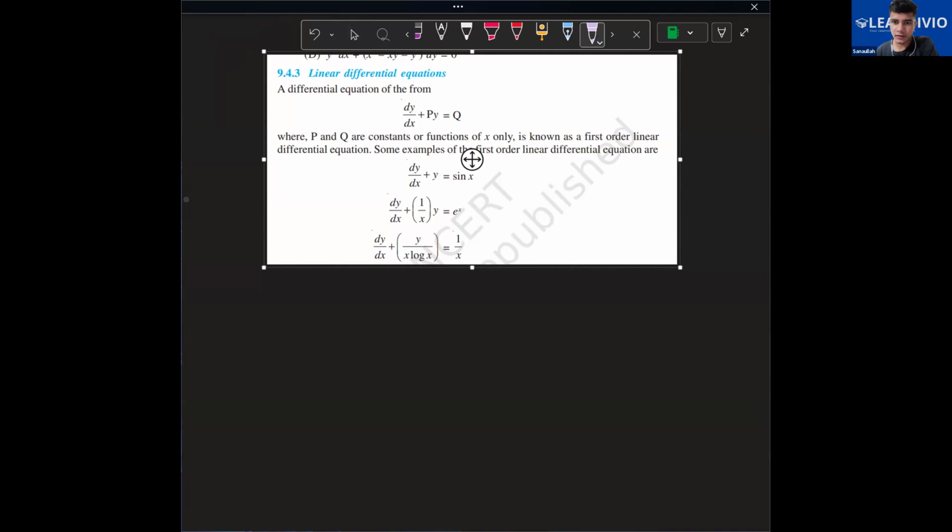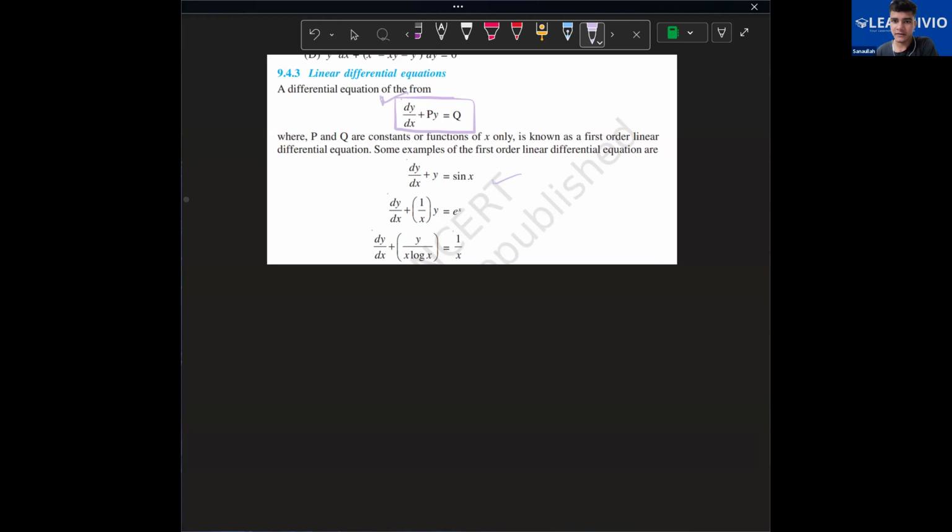If you have any differential equation and you are able to convert that equation into this form, then you can apply this method. And some examples are these: dy by dx plus y equals sine x.